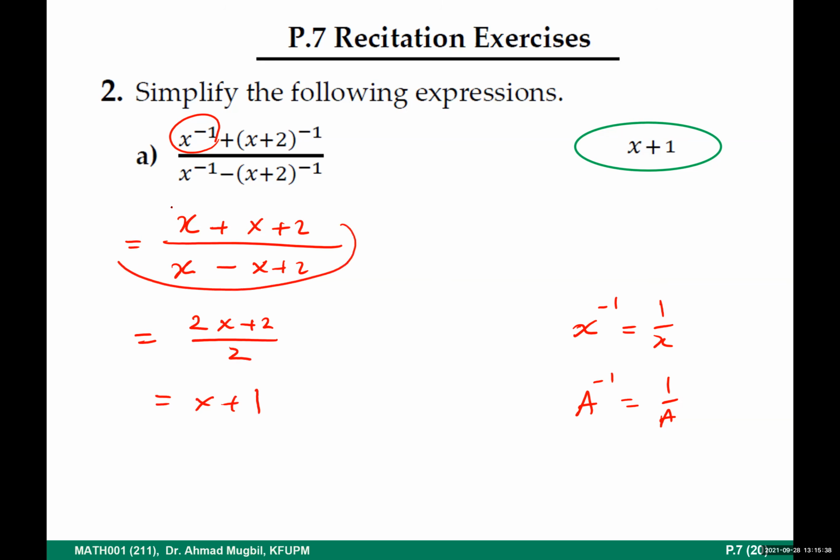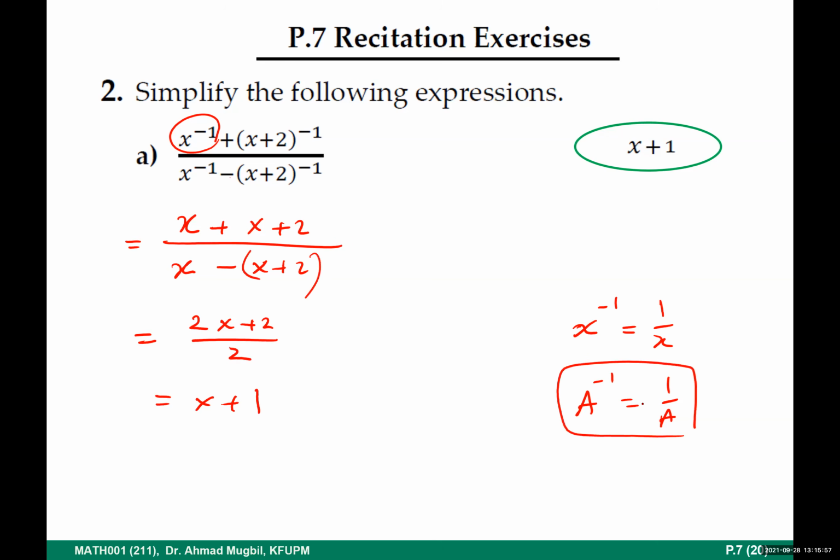This is a mistake, of course. This step is not correct. Even here, the negative, you need to distribute it. So there are many mistakes here. Where is this mistake coming from, ya shabab? It's coming from here. You know this is correct, but you apply it in a wrong way.